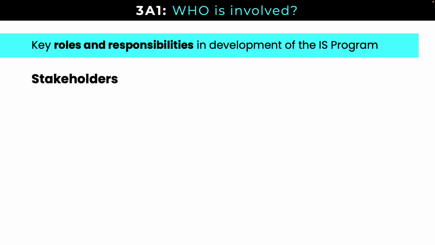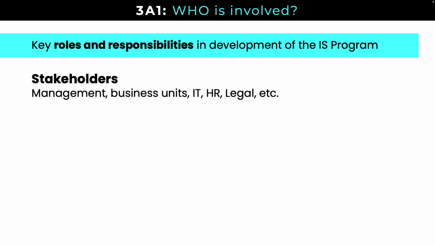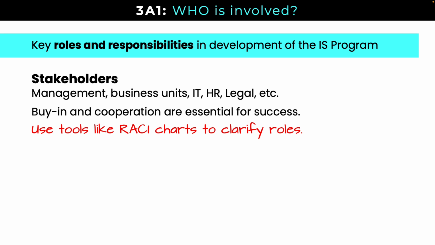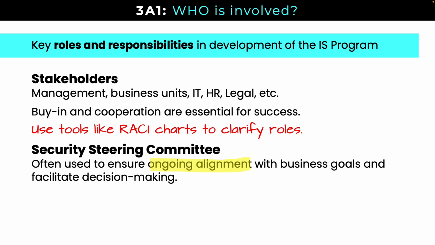We have stakeholders. These would include management, business units, IT, HR, legal, who all need to buy in and cooperate if we're going to be successful. And we'll use tools like RACI charts to clarify roles. There's a security steering committee, which is often used to ensure ongoing alignment with business goals and to facilitate decision making. It's how we can get the different business units on board.